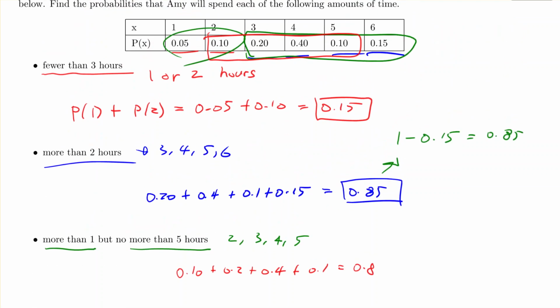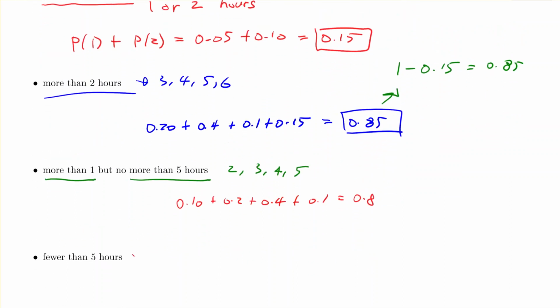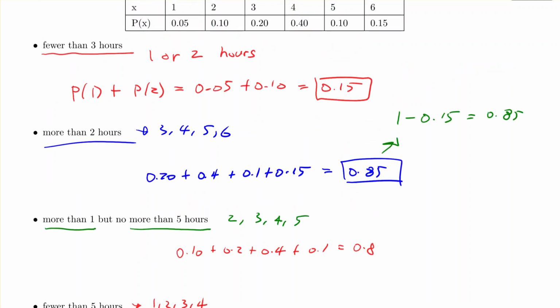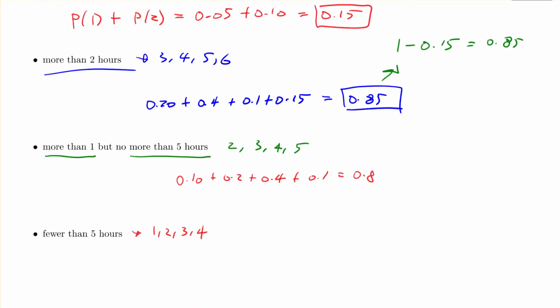Fewer than 5 hours. So let me raise this to look better. Fewer than 5 hours. Again, it's a good habit to actually list all the hours. Fewer than 5 means 1, 2, 3, and 4. So we're adding all these 4 numbers. Okay, so probabilities. Then if you add all of those, you can check yourself. You get 0.75.